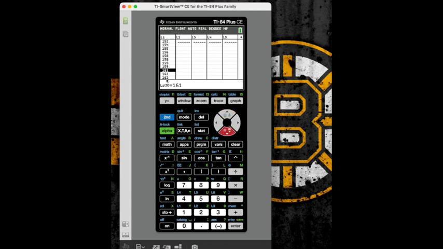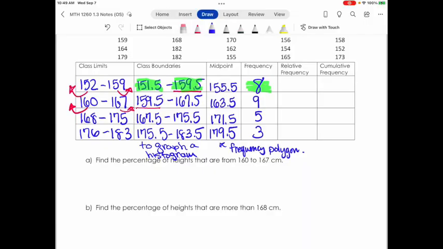Then I can go to the next grouping. The next grouping is anything from 159.5 to 167.5. And then I can continue to count down again until I get out of that range. So this makes it much easier instead of just trying to eyeball it on a paper, and that helps you not miss a value when you're counting. So let's go back to our notes.